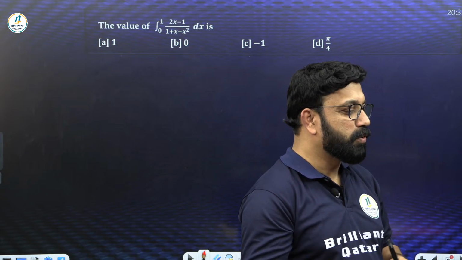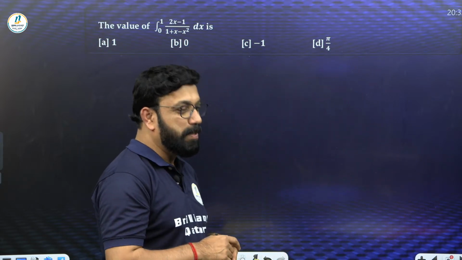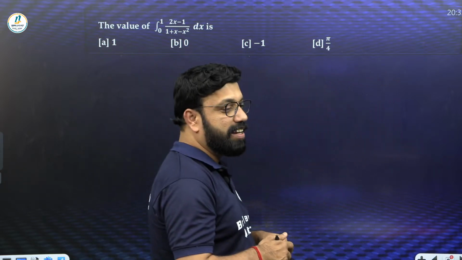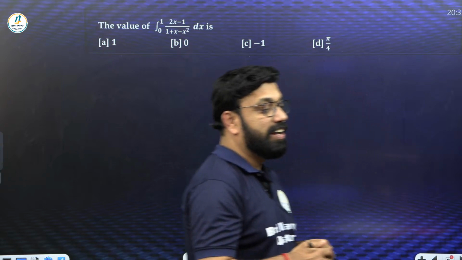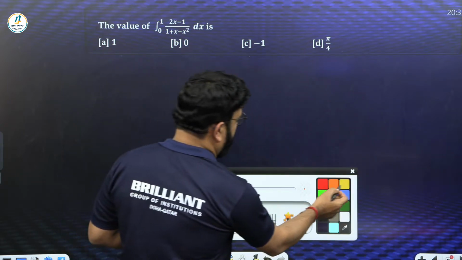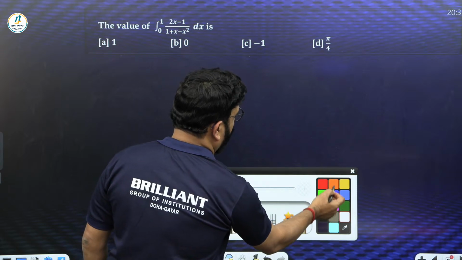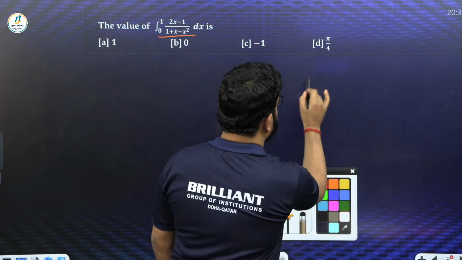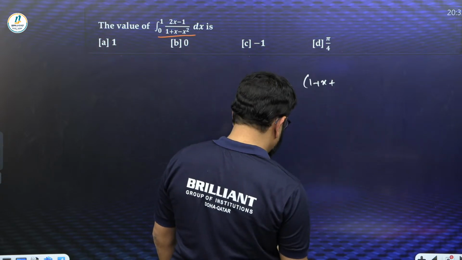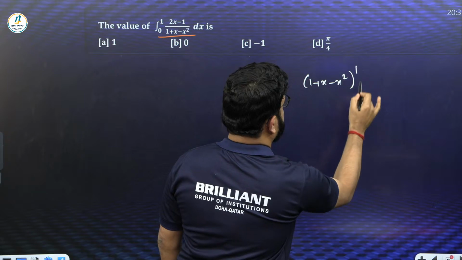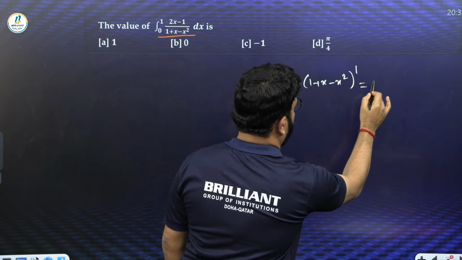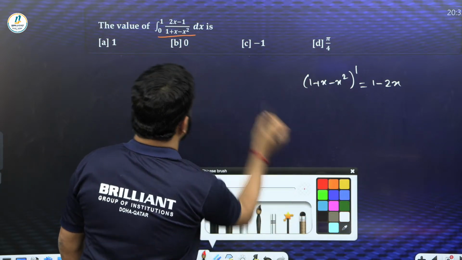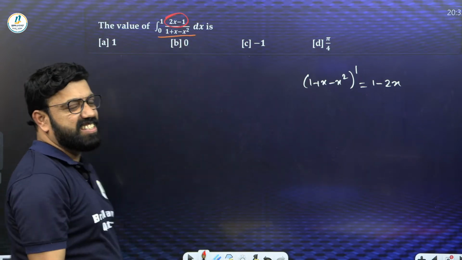Good. Before substituting, a small arrangement will be there. Same concept only. Yes, good, Hannah. No, take the sign outside, because what is the derivative of 1 plus x minus x square? The derivative of 1 plus x minus x square is 0 plus 1 minus 2x, but on the top 2x minus 1 is there. Just rearrange, then it is very easy.